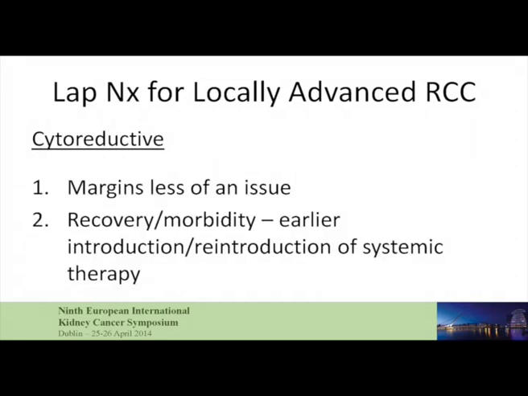Cytoreductive nephrectomy is a different issue to someone in whom you're contemplating a curative procedure. Margins become less of an issue, and so we're not attempting or necessarily needing to achieve the radical resection of a curative resection. Recovery and morbidity are an advantage with laparoscopic surgery where this is feasible, and this will allow the earlier introduction or reintroduction of systemic therapy.